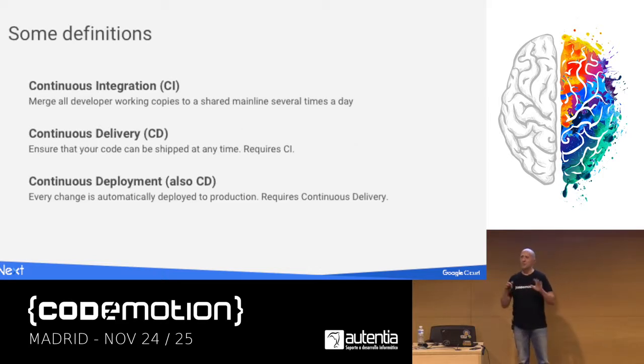Some definitions to make sure that we are all talking in the same language. Continuous integration means that whatever you are putting on Git is going to be automatically tested. Continuous delivery means that you're also going to build your artifact, your image, your jar file, whatever. You're going to build your artifact, but you're not going to deploy it automatically. There is going to be some manual step at some point. Someone has to give the okay.